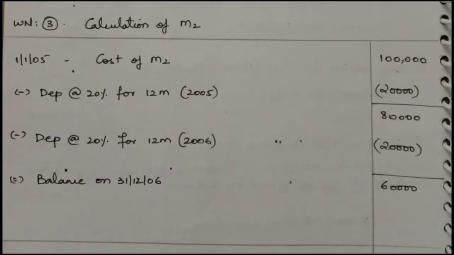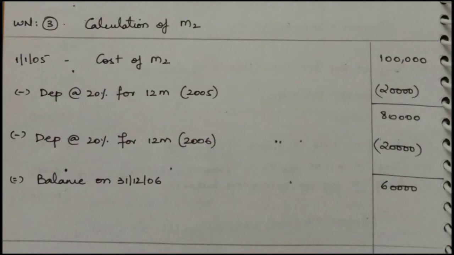So next, the working note of machinery 2. We purchased machinery 2 on 1st January 2005. So cost is 1 lakh. In the year 2005 we are holding this machinery for 12 months. So take the depreciation for the full year, 1 lakh into 20%, 20,000, and for the next year 2006 also we are holding machinery 2 for the full year. So take the depreciation for the full year. So like this you will take the depreciation for 2 years and you will calculate the balance amount.